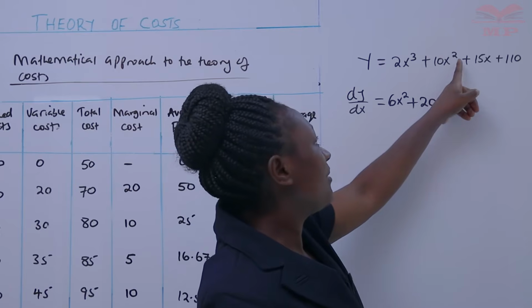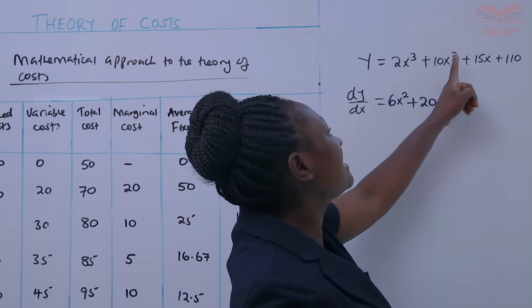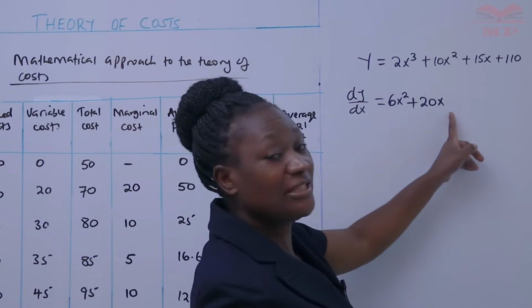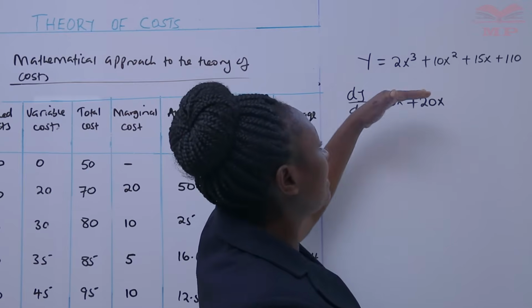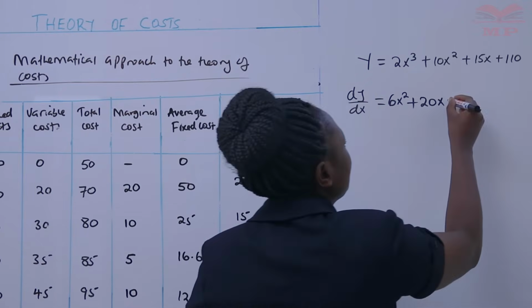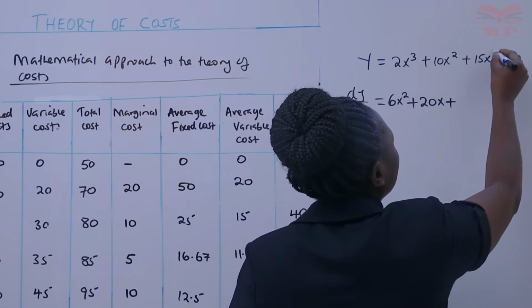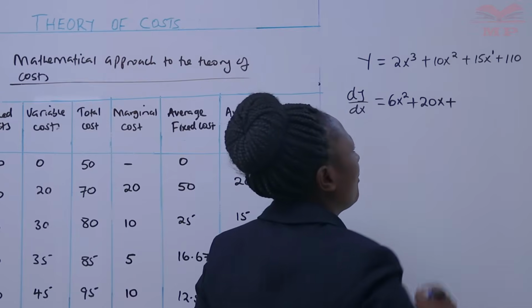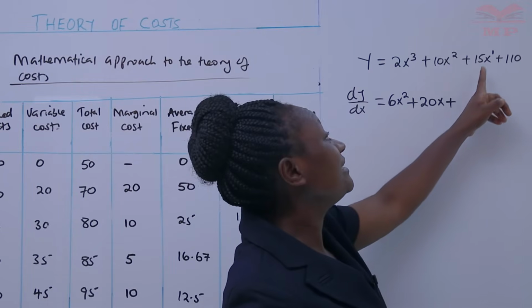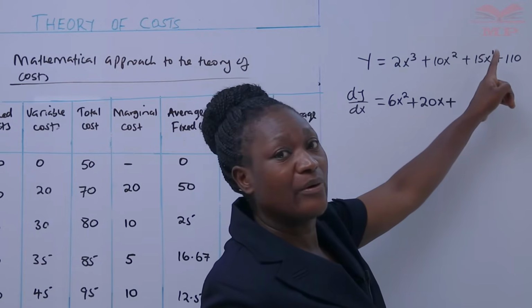Then reduce this power by 1. So reducing the power by 1 means we'll have 2 minus 1, which will give us x raised to power 1. So mathematically, we don't write x raised to power 1, we just write x. So it will be 20x. And then next we are plus. This x is the same as x raised to power 1. In mathematics, we are not saying that it is x raised to power 1, we are just writing x, but it is x raised to power 1.